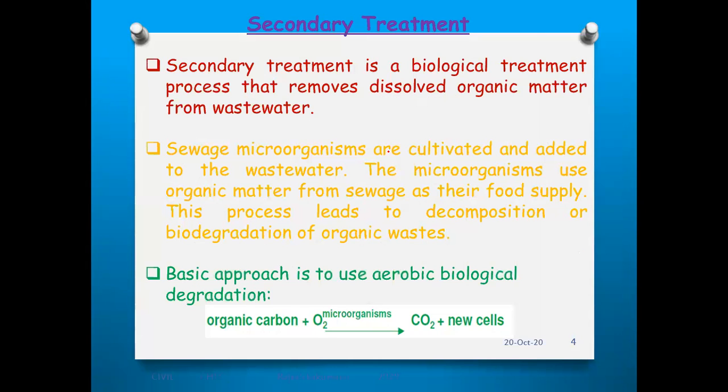As already said, it is a biological treatment process to remove the dissolved organic matter from the wastewater. So what is the approach here? The organic carbon plus oxygen, with the introduction of microorganisms, converts into carbon dioxide plus new cells. So the basic approach is to use aerobic biological degradation. The sewage microorganisms are cultivated and added to the wastewater. The microorganisms use organic matter from sewage as their food supply. This process leads to decomposition or biodegradation of the organic waste.